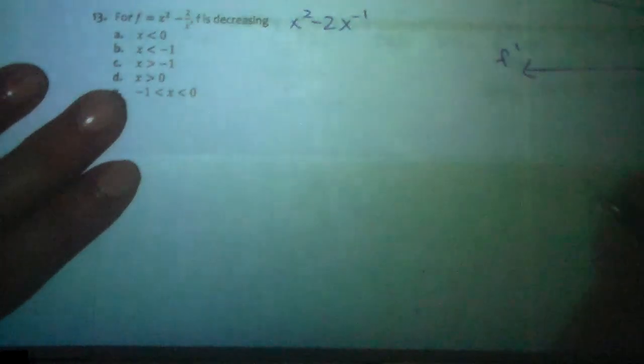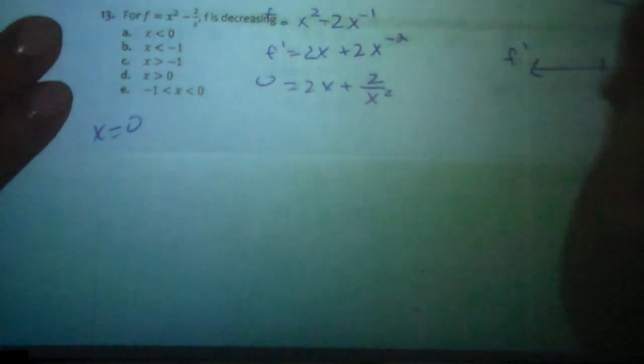Decreasing is going to need an f prime number line, so I've got to find f prime. Let's rewrite this. That's x squared minus 2x to the -1. So that's f. Find f prime: 2x. Bring this down. That's positive 2, x to the -2. So that's 2x plus 2 over x squared. Then I need to set equal to 0. I also want to check where it's undefined, so that's x equals 0.